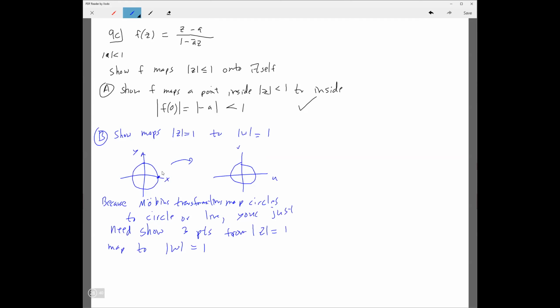These can be any 3 points. The easiest ones to choose from are typically 1, i, -1, and -i. Let me just show you the first one. If I choose 1, for example, what's f of 1? We'll take the modulus. If we put a 1 in here, what do we get?